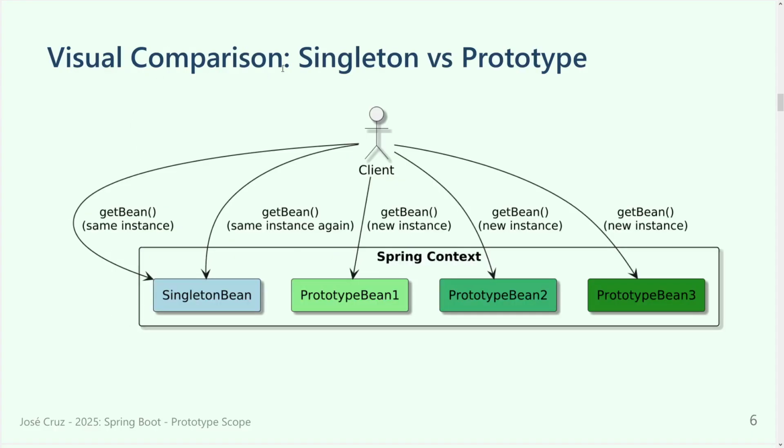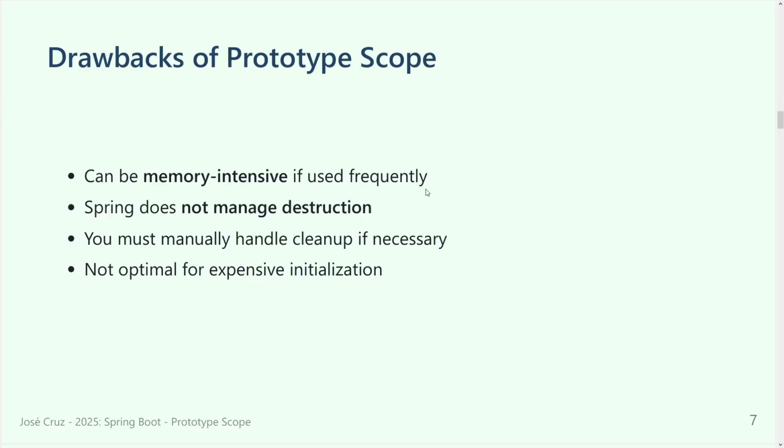In a visual comparison, if you want to check singleton versus prototype, and you are more of a visual person: if a client calls getBean for a specific bean and it's a singleton, it will always receive the same one. But if you have a specific bean and you call getBean 3 times, you will have 3 different instances of the prototype bean. Drawbacks of prototype scope: it can be memory intensive.